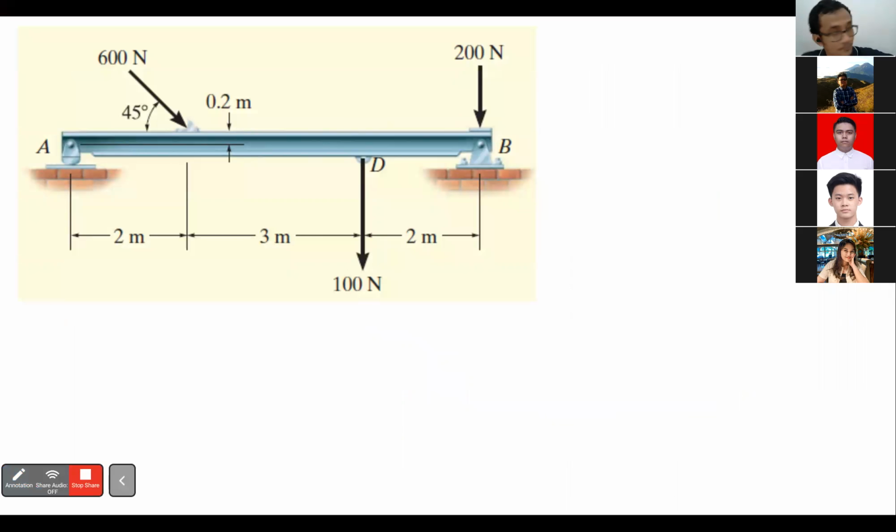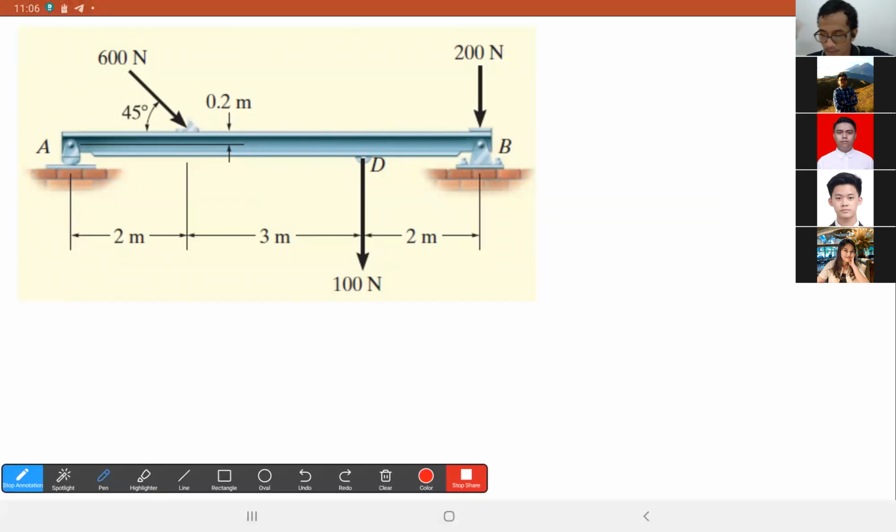So this is the first problem, because I want you to practice how to create a free body diagram. This is the first thing that I want to teach, how to draw the free body diagram. Can you guess what kind of problem this is, guys? Can you guess? No?